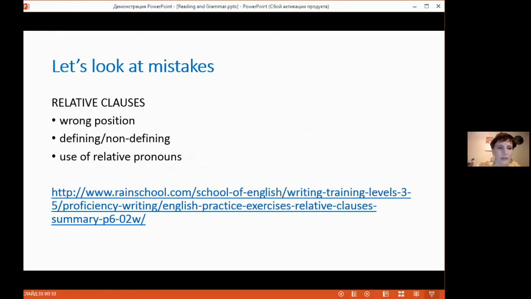One more. It's a mistake with relative clauses. The wrong position, too far, for example, from the word which they identify. The mistakes connected with defining, non-defining relative clauses, the comma, the use of that and which, etc. The use of correct relative pronouns. And here in my presentation, I included a link for practicing this.